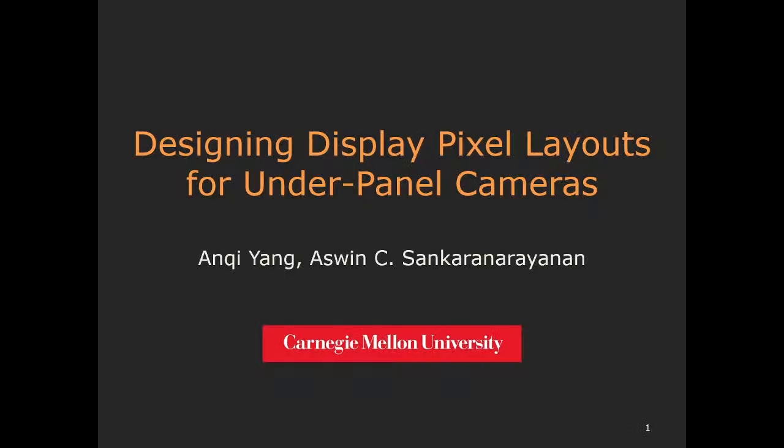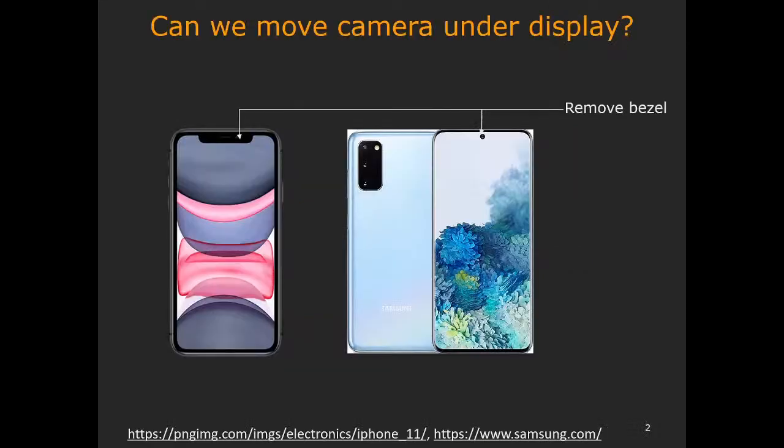Hello everyone. This talk will be on designing display pixel layouts for under-panel cameras. Most of today's mobile devices still reserve a space on the top of the screen to place the front camera. With today's trend of having a large screen-to-body ratio, an urgent question is, can we hide the camera under the display but still have access to high-quality photographs?